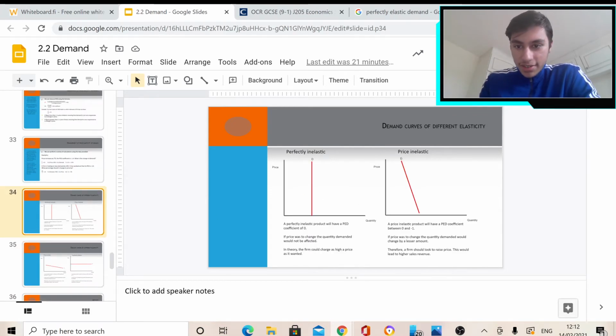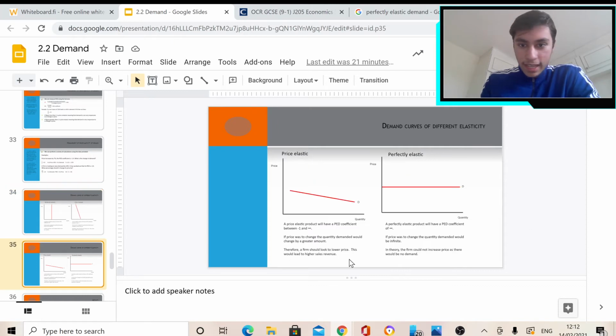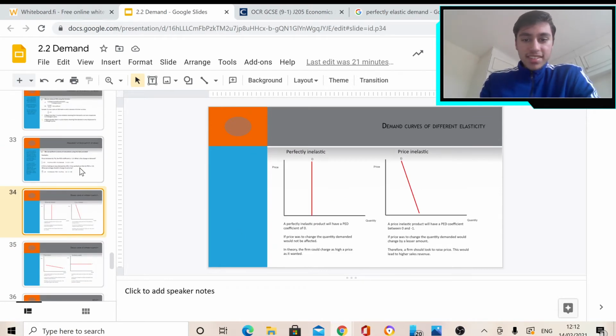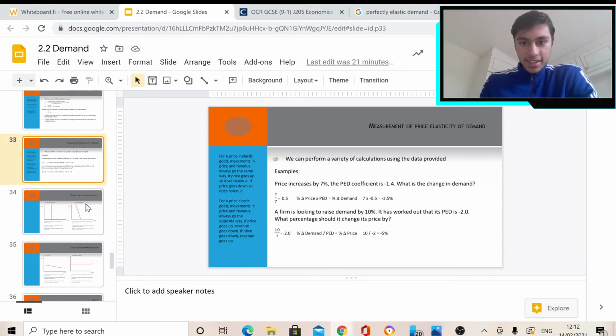So as you can see, even here, this one has a price elasticity between 0 and -1. This one has a price elasticity between -1 and infinity, and this has infinity. So we just never consider the signs. That's it. That's all you need to understand.